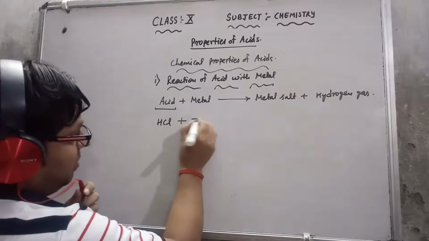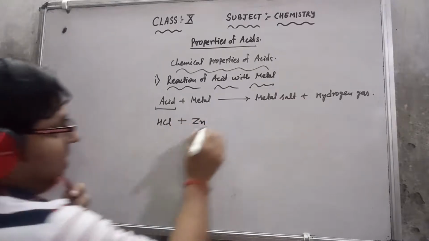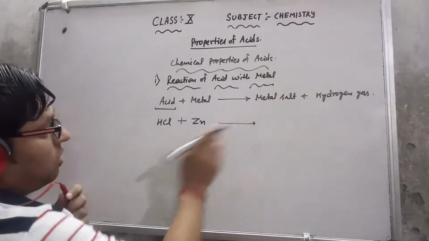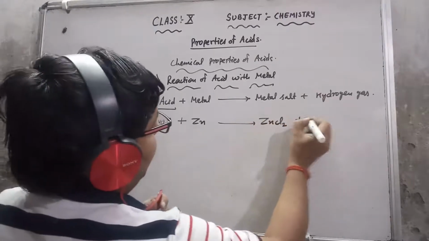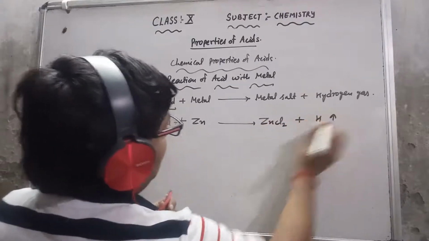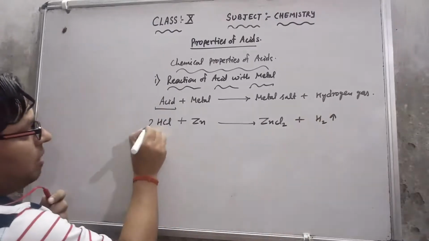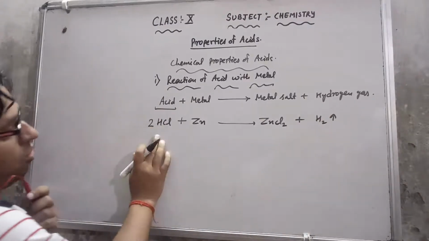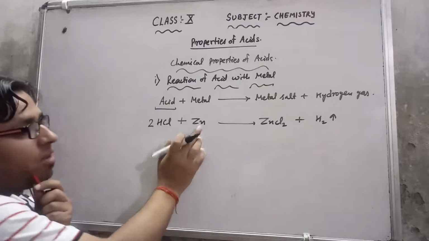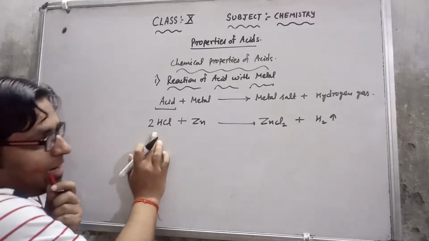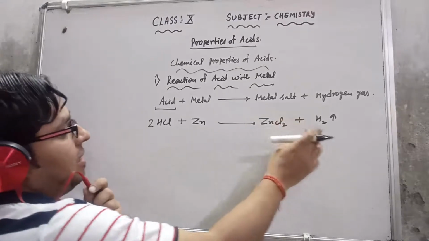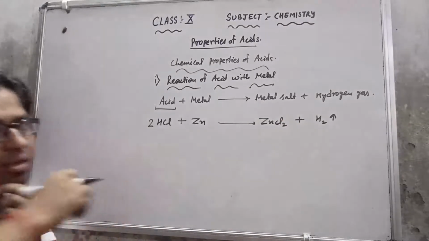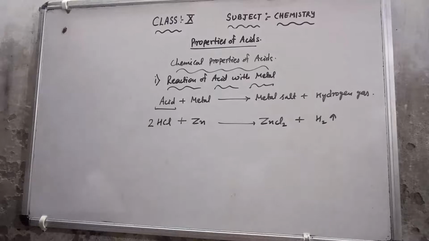It reacts with zinc metal, Zn, then the metal salt, zinc chloride, ZnCl2, forms and releases hydrogen gas. To balance the equation, I will multiply by 2 here. This is hydrochloric acid and this is the metal. When metal reacts with acid, it forms the metal salt, zinc chloride, because the metal is zinc, and releases hydrogen gas. The second example I am going to discuss with you.